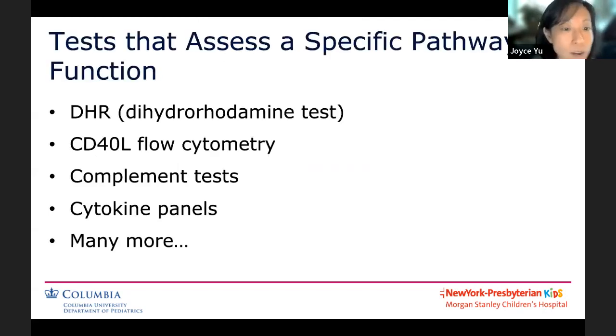And then here, this is a very big overview slide. Once we do our initial tests, our initial blood counts, we look at our initial antibodies, we look at your overall number, we look at your overall function, then we may have to do additional tests that can assess specific pathways or functions. And here just lists very, very limited examples. For example, the DHR, the dihydrorhodamine test. This is a particular test to look at neutrophil function, for example, in diagnosing someone with chronic granulomatous disease.